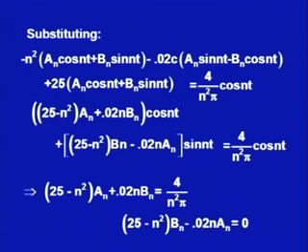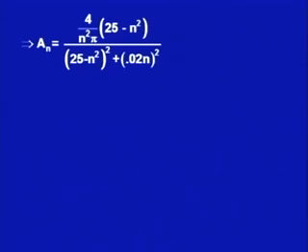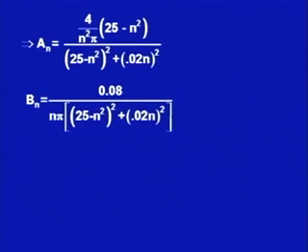So, it should be 0. Now, these are two linear equations; solve them, we get the solution as a_n as 4 upon n square pi, 25 minus n square upon (25 minus n square) whole square plus (0.2 n) whole square, and b_n as 0.08 upon n pi into (25 minus n square) whole square plus 0.02 n square. Now, we see the denominator in both a_n and b_n is the same.